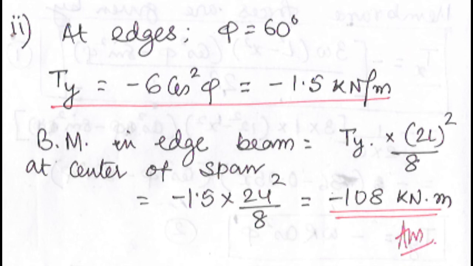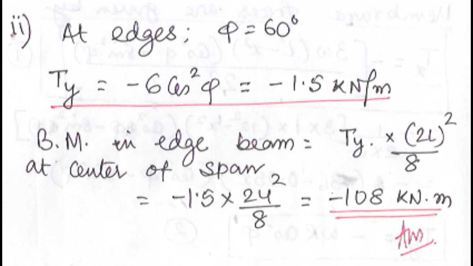The second question was to find the maximum bending moment in the edge beam. The bending moment in the edge beam will be Ty into 2L square by 8. Where does it come from? Because it is a uniformly distributed load, WL square by 8. What is the value of W here? It is Ty, the membrane force along the y axis, multiplied by the span. The span is denoted here as 2L, so Ty into 2L whole square divided by 8.